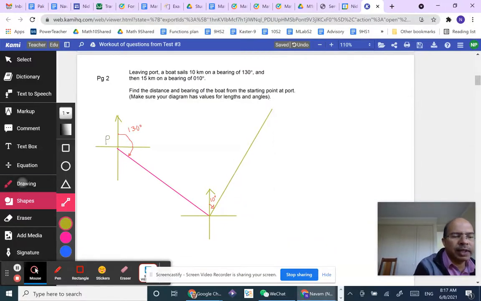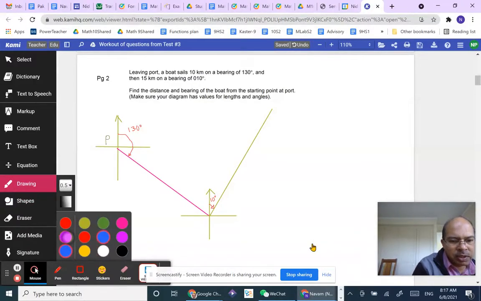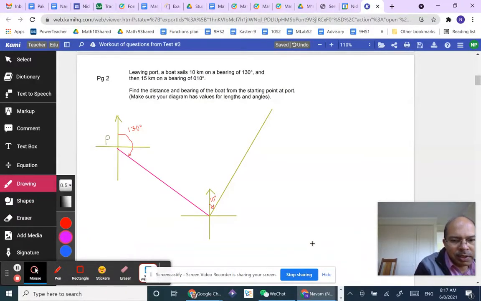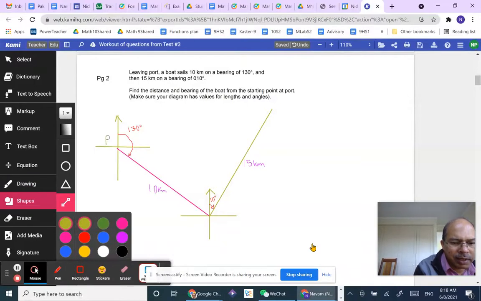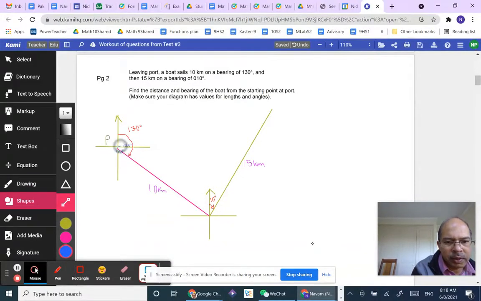So we have two lines. The first one, as we saw, was 10 kilometers, and the second one was 15 kilometers. The question says find the distance and bearing of the boat from the starting point at port. This is important. You're trying to find the distance and bearing from the starting point. So let's just complete the diagram anyway. Let's complete the figure up to here.